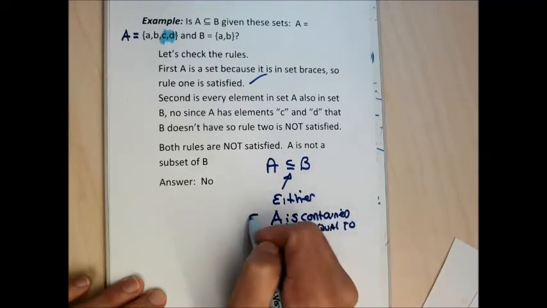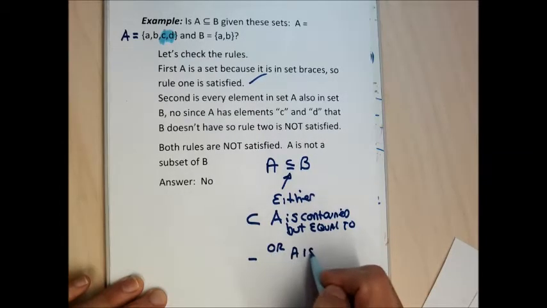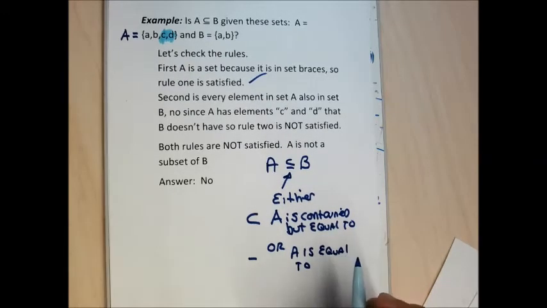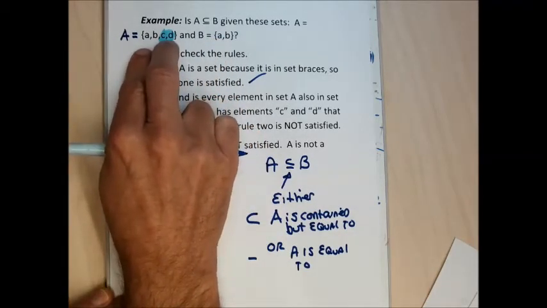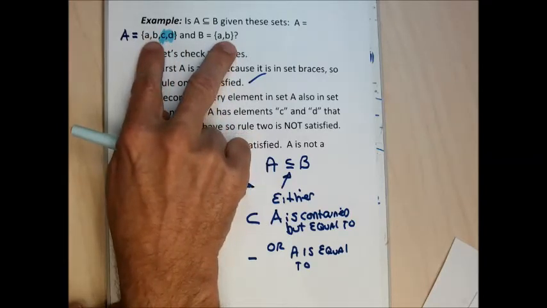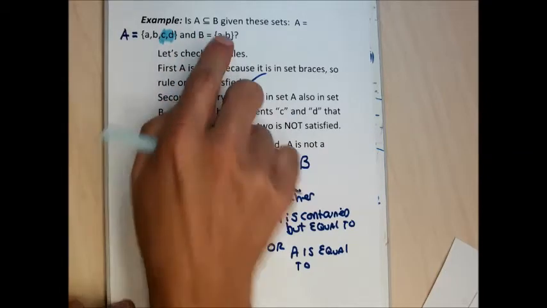That's that part of the symbol. And this part is "or A is equal to." So for this symbol to be true, either A has to be equal to B, or A has to be contained but not equal to B. A isn't equal to B because they don't have exactly the same elements, and A isn't contained in B because there are two elements of A that aren't in B.